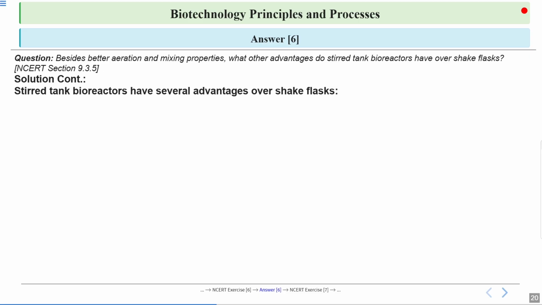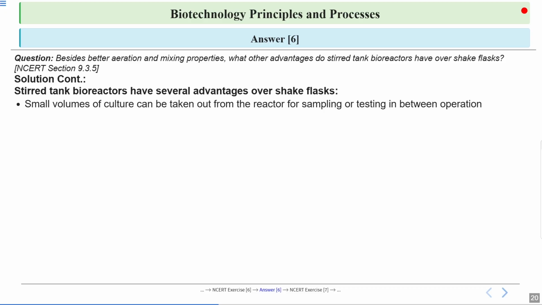Now, stirred tank bioreactors have several advantages over the shake flask. What are the advantages? Let us see. Small volumes of culture can be taken out from the reactor for sampling or testing in between the operation, right? You can take out small volumes of the culture for sampling, to check whether the product is of good quality or whether it can be used on a commercial basis or not, right?